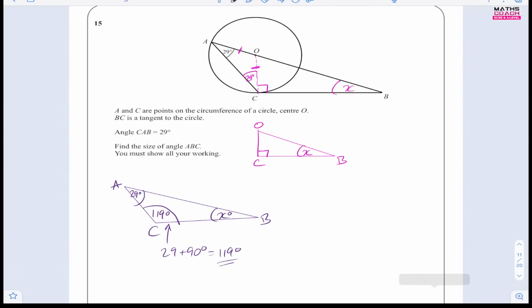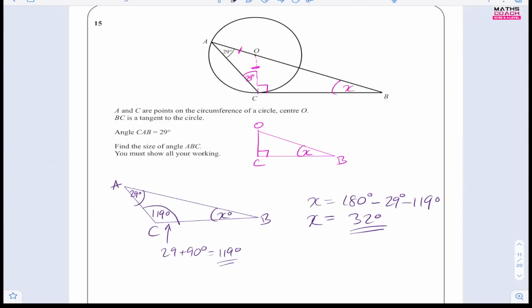So how do we now find our x? Well, we know that the angles in a triangle, all of these, add up to 180. So it's going to be 180 minus our 29 minus our 119 degrees, and that gives us a total for x, which is 32 degrees. So x is 32 degrees.